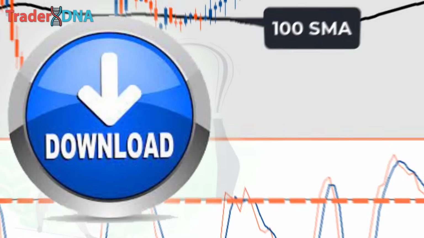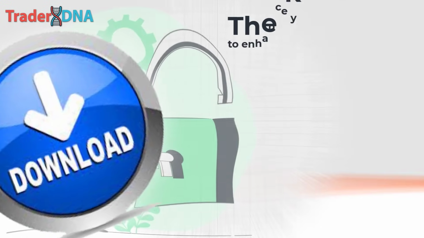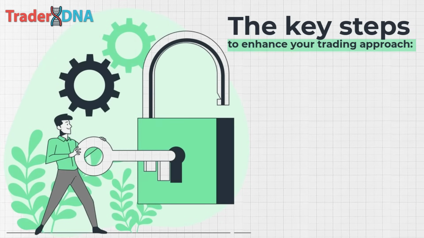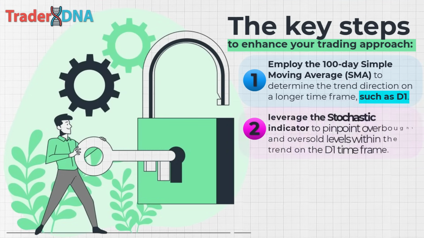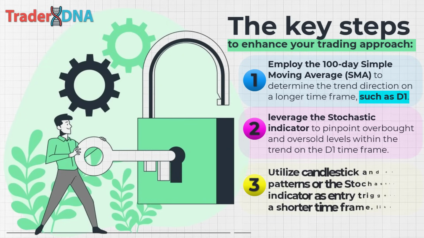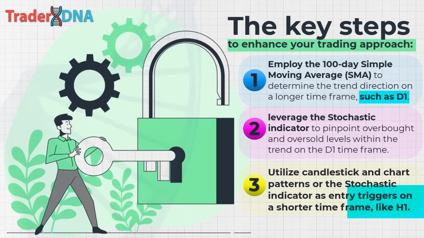In summary of this video, here are the key steps to enhance your trading approach. First, employ the 100-day simple moving average to determine the trend direction on a longer time frame, such as D1. Second, leverage the stochastic indicator to pinpoint overbought and oversold levels within the trend on the D1 time frame. Lastly, utilize candlestick and chart patterns or the stochastic indicator as entry triggers on a shorter time frame, like H1.